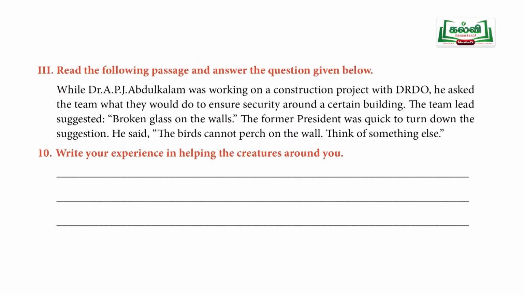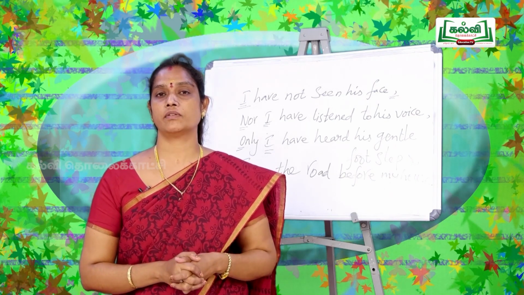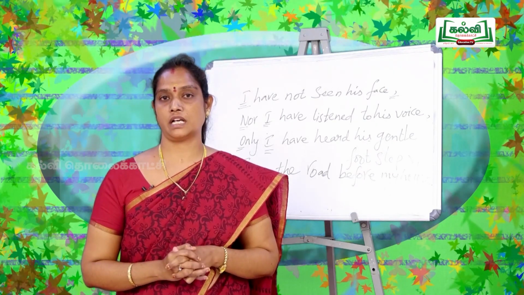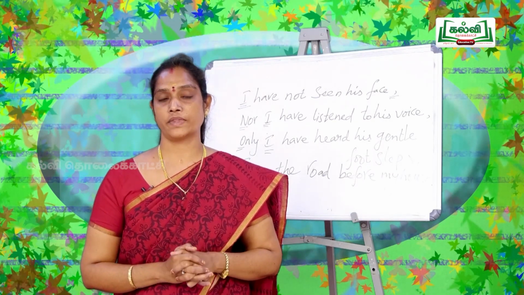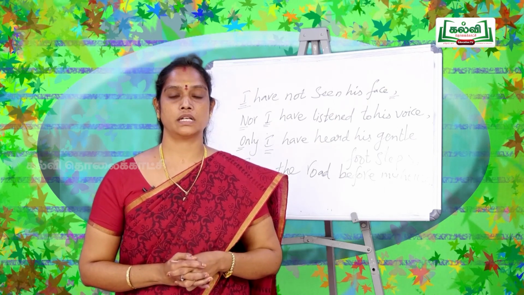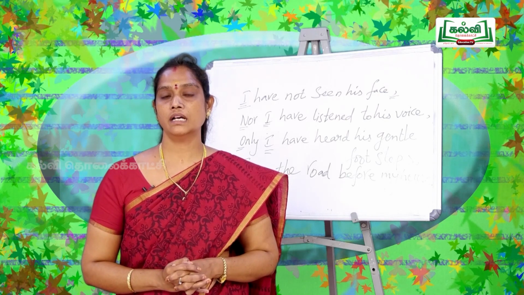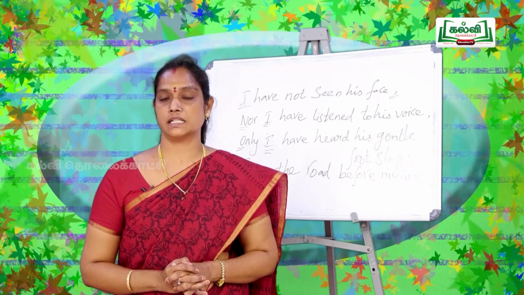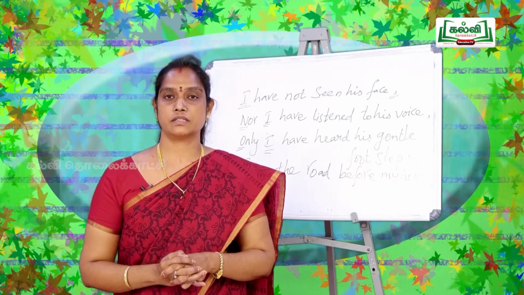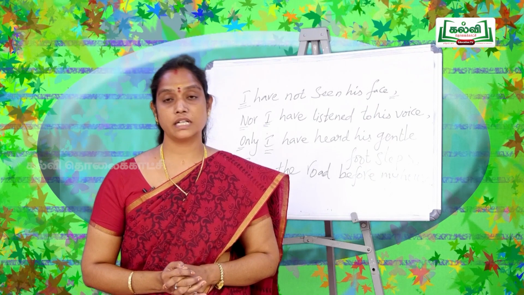In the last one, they have asked us to read a passage and give our experience. In this paragraph, APJ Abdul Kalam was talking with a DRDO construction project team. He asked them how we can make this place secure. Suddenly the chief engineer said we can place a lot of broken glass pieces on top of the wall. That's broken glass on the walls.